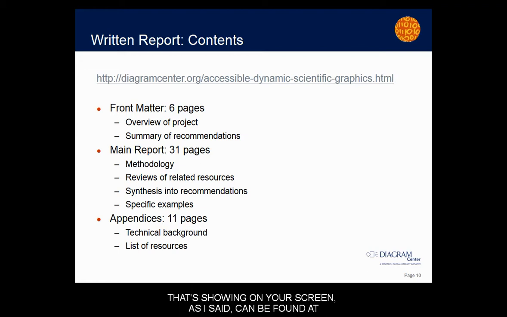which should be the slide that's showing on your screen, as I said, can be found at diagramcenter.org/accessible dynamic scientific graphics.html. It's about a 50-page report, and it has a lot of the research methodology explicitly spelled out, as well as a huge list of resources. The appendices are about 11 pages, and a lot of that is information, links to other reports, links to all sorts of things that I could find about accessibility of interactive scientific graphics.